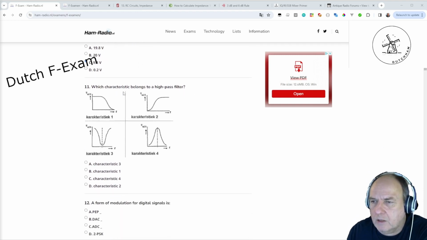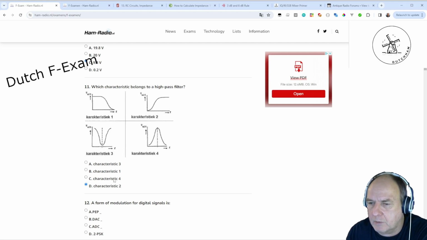Which characteristic belongs to a high pass filter? Well, certainly not this one. So that is number 2. Low is blocked at low frequency, and we have high output at high frequency, so it must be number 2.